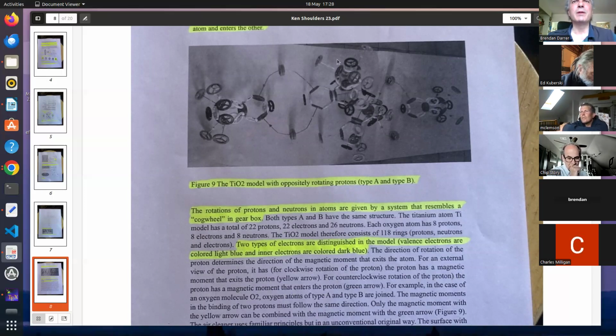Obviously, this is maybe color, maybe in... Yeah, I have a color version of it actually.